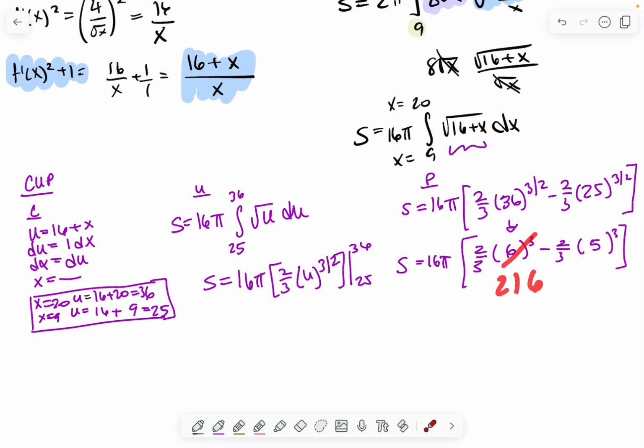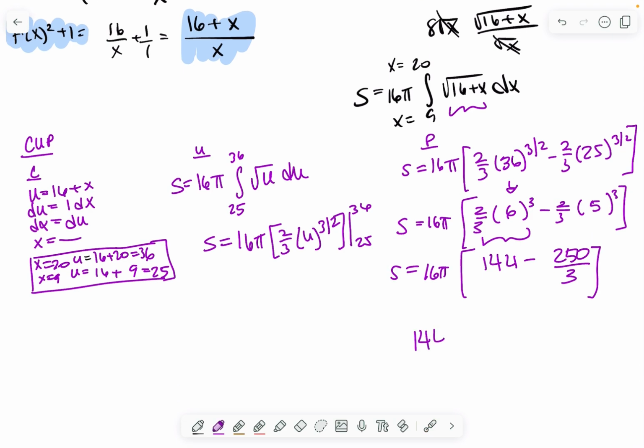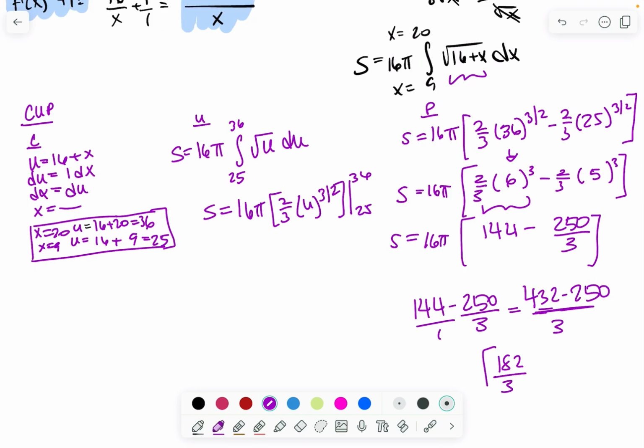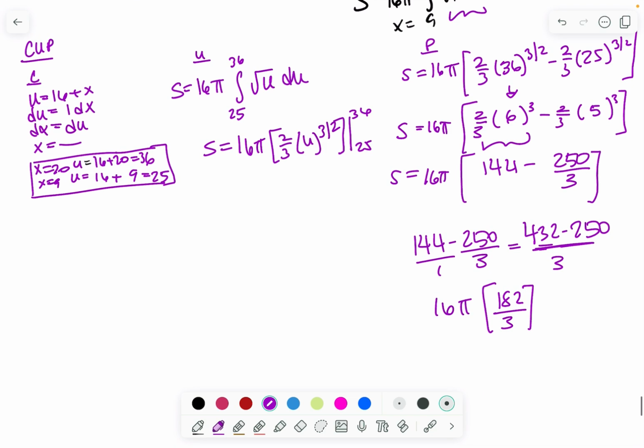So 6 cubed gives you 216. We divide that by 3, that's going to give you 72, so 72 times 2, that's 144. So 5 cubed is 125, times 2, that's 250, divided by 3, all multiplied by 16 pi. And then you can just find a common denominator. It would be 3, 1 times what's 3, so we're going to do 144 times 3, that's 432, and then 250, so this is 182 over 3, and we're multiplying this by 16 pi. 182 times 16, that's 2,912, divide that by 3, add the pi, that's your answer.